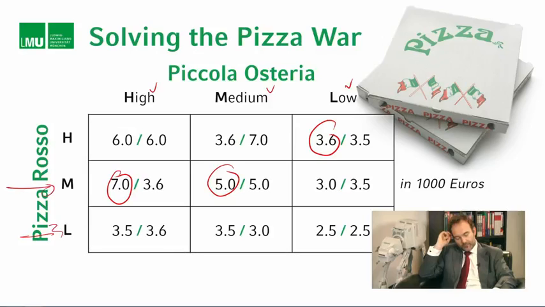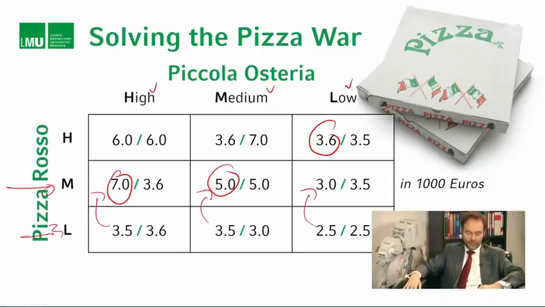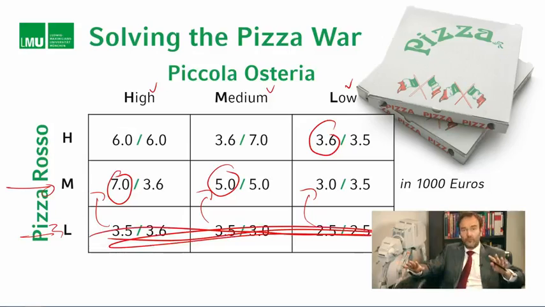Now, if you look at this, what's interesting is that if you compare the low price and a medium price, it's always better for Pizza Rosso to choose a medium price rather than a low price. And what that means is that there is no circumstance, no strategy by Piccolo Osteria under which Pizza Rosso would want to choose a low price. Now what we can do with this strategy is basically just eliminate it. It's not going to happen, right?